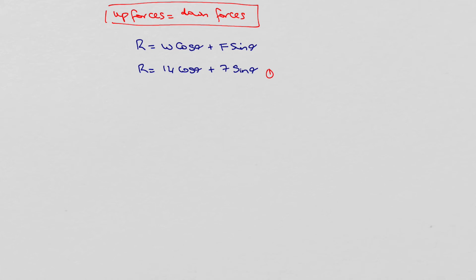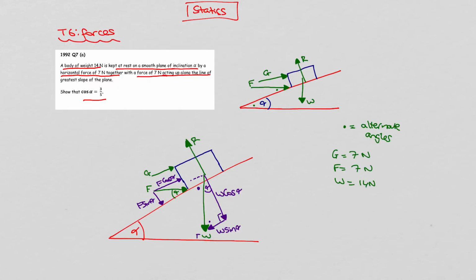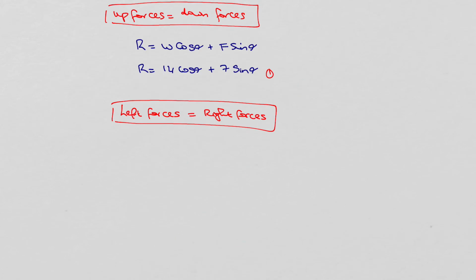Then if we look at our left equals our right, in other words, our forces parallel to the plane, and we go back to our diagram, we can see G is parallel to the plane, F cos alpha is parallel to the plane, and W sine alpha is parallel to the inclined plane. So the left forces are G and F cos alpha, and that must equal the right forces, which is W sine alpha. And of course G is 7, F is 7, and W is 14.